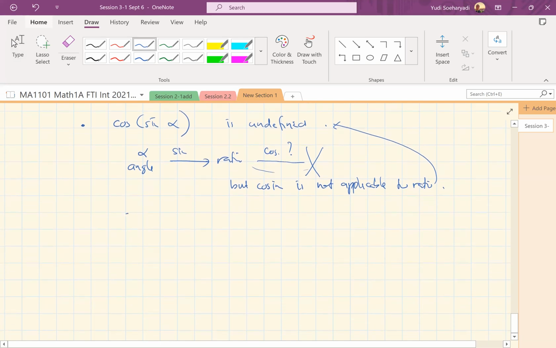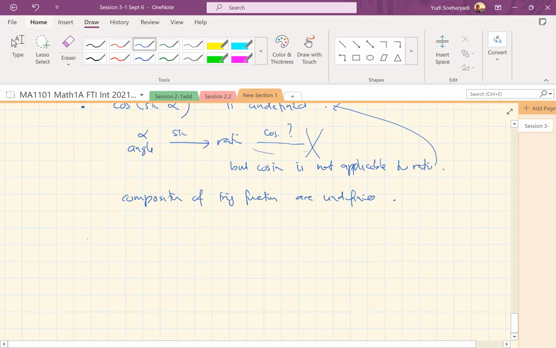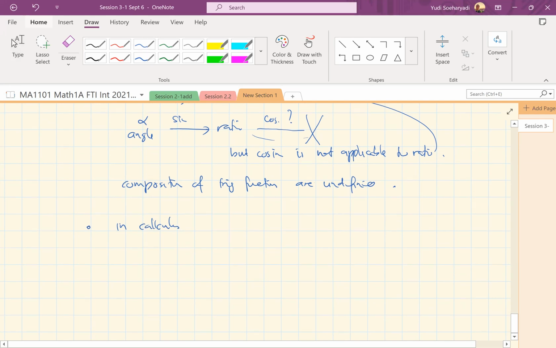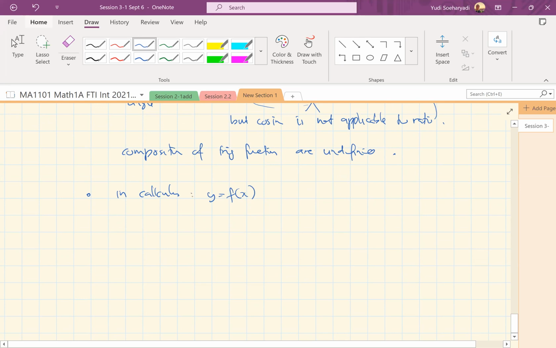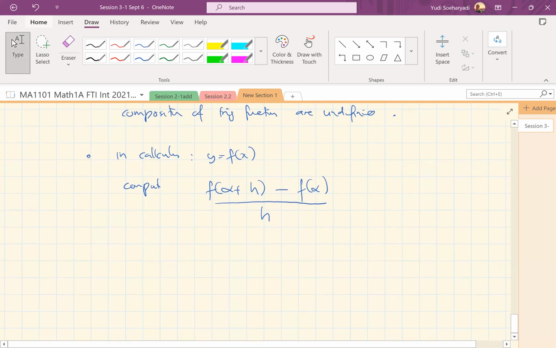So compositions of trig functions are undefined. And one more thing here is that in calculus, we would like to compute this quantity: f of alpha plus h, minus f of alpha, then divide by h. So let's see what happens if f is a trig function.